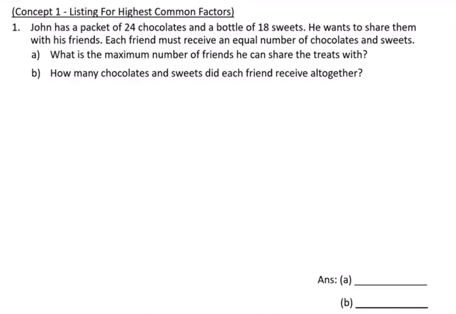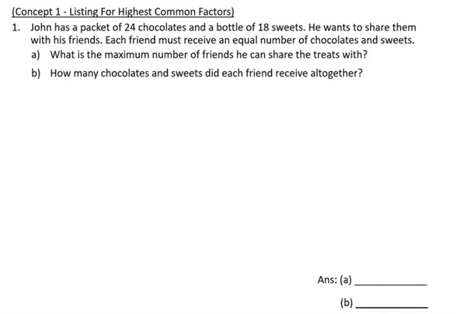Okay, concept 1 is listing for highest common factors. John has a packet of 24 chocolates and a bottle of 18 sweets. He wants to share them with his friends. Each friend must receive an equal number of chocolates and sweets. A is asking for the maximum number of friends he can share the treats with, and B is asking for how many chocolates and sweets did each friend receive altogether.